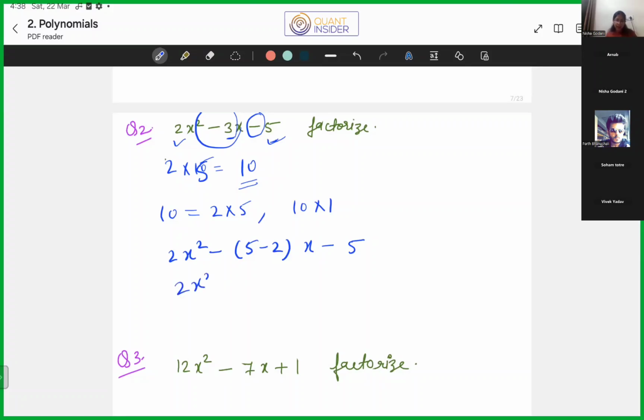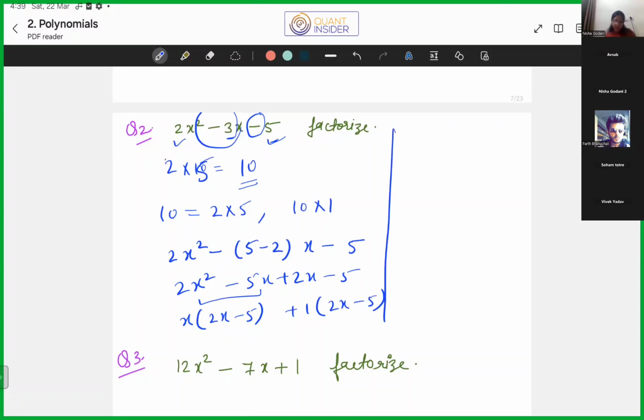Now you can open the bracket: 2x square minus 5x plus 2x minus 5. Now you can take x common from the first two terms, so 2x minus 5 is left in the bracket. In the other one, 1 is taken out common, so 2x minus 5 is again left in the bracket. So what can you do? You can take 2x minus 5 outside, so you have x plus 1. Is it okay?